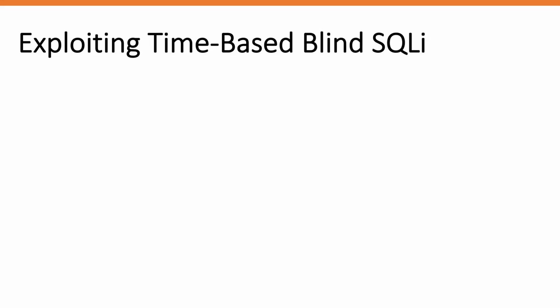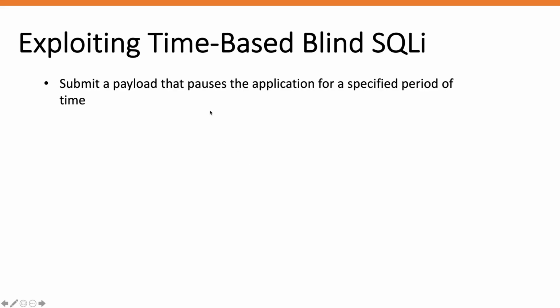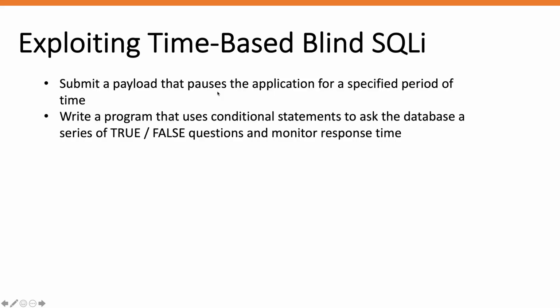Next is time-based blind SQL injection. What you do is you submit a payload that pauses the application for a specified period of time. If the application does actually pause for that specified period of time, that means it's vulnerable to time-based SQL injection. And then it's a matter of doing the same thing that you did for Boolean-based SQL injection. You just write a program that uses conditional statements to ask the database a series of true and false questions, and you monitor the response time. If there's a delay in the response time, that means the question you're asking the application is true. If there's no delay in the response time, that means the question you're asking the application is false. And then you send a bunch of those requests until you enumerate or extract the thing that you want to extract from the database.